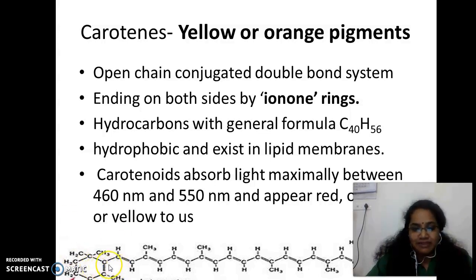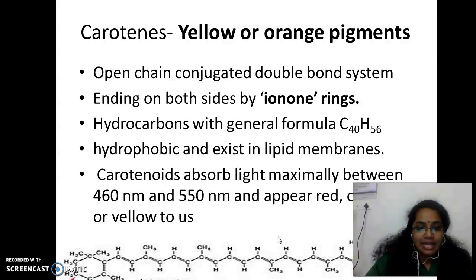The structure is given here. They are open chain systems ended at both sides by a structure called the ionone ring. Their chemical formula is C40H56. Different carotenes differ only in the arrangement of the molecule in space. That is, the carotenes are stereoisomers of each other.